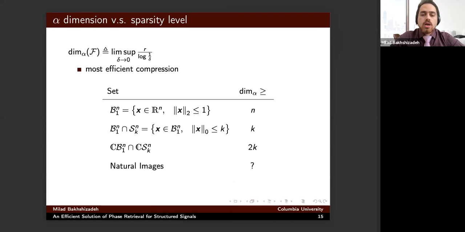So as I said, one signal of interest that we are going to focus on is our natural images. One might ask, what is the alpha dimension of these signals, natural images? This is an interesting question, but it's hard to answer quantitatively, but there is a good intuition for that. The intuition is as follows. Natural images lie on a low dimensional manifold over the space R^n or C^n. And the alpha dimension would be lower bounded by the dimension of that manifold. And that's exactly why we are claiming the sample complexity of COPER is optimal.